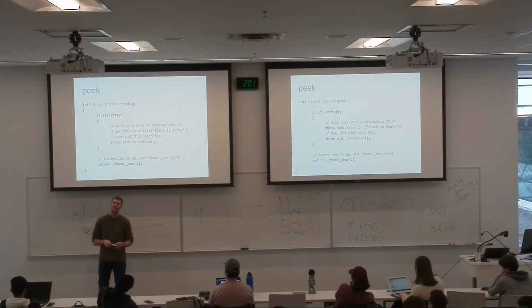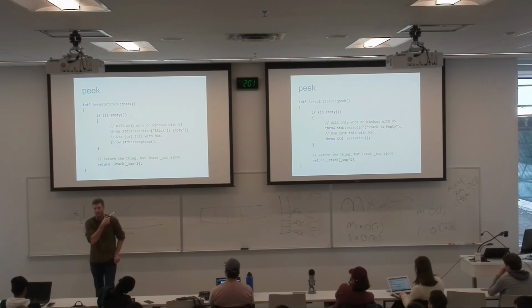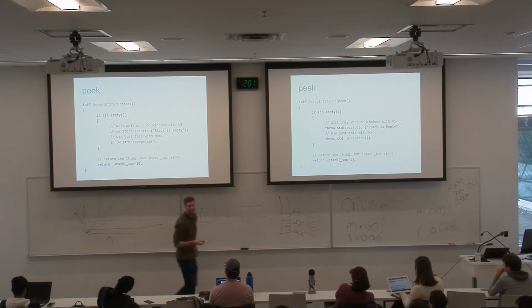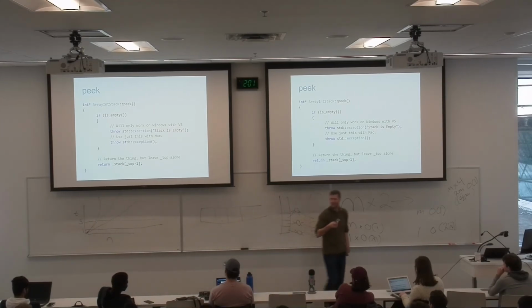If the top of my stack is 5, who cares how long that array is? The top of my stack is index 5. Where does the next thing in the stack go, based on how we described it? Into what index, though? Five. Which would be? Six. Five.